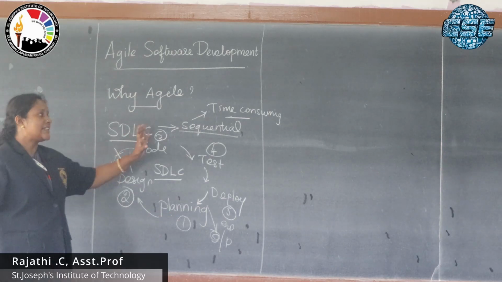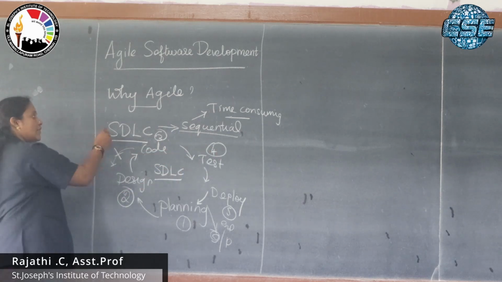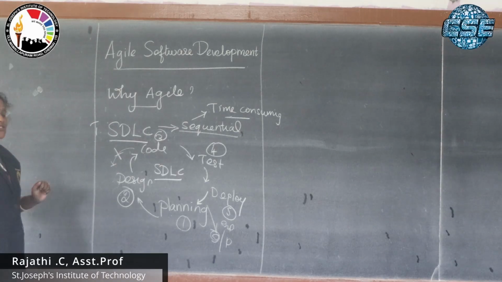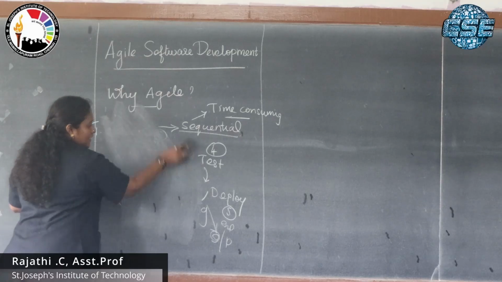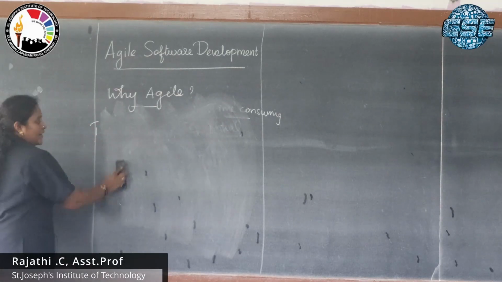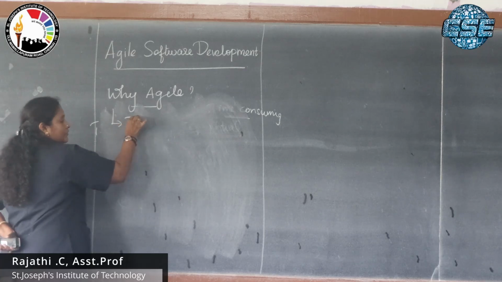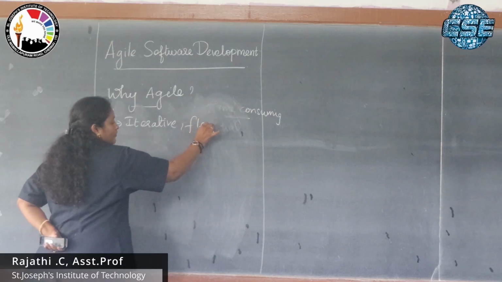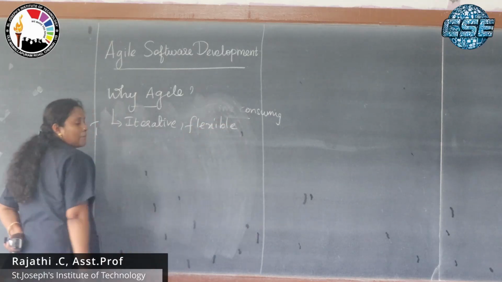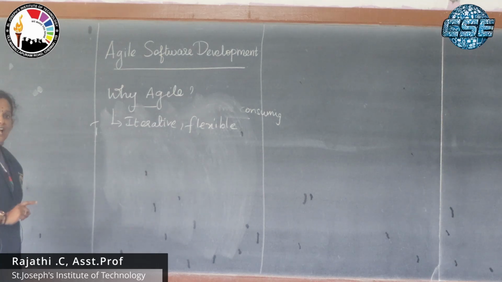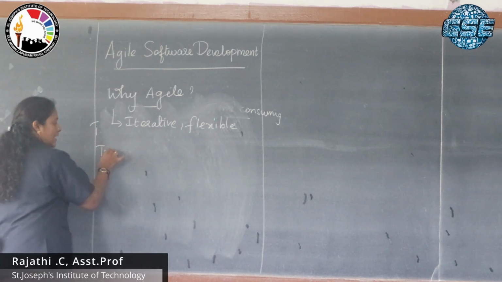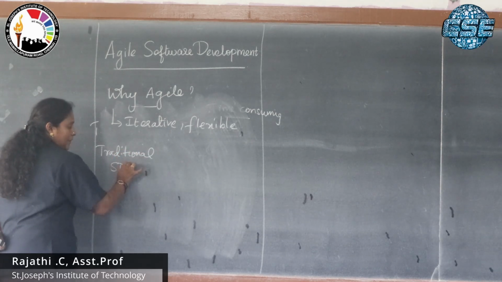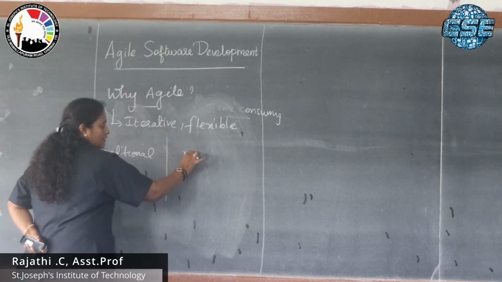Because of these disadvantages of the traditional software development life cycle, we are moving to Agile software development. What is Agile development? Agile software development is an iterative and flexible software development process.